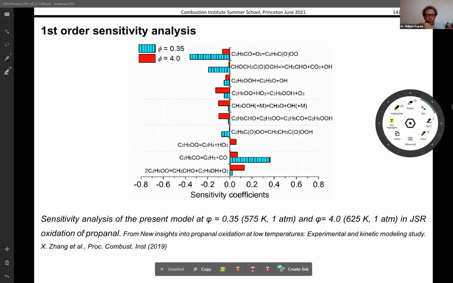Second question: for third body reaction in Chemkin where high and low pressure rate coefficients are given, what pressures are considered high and low?